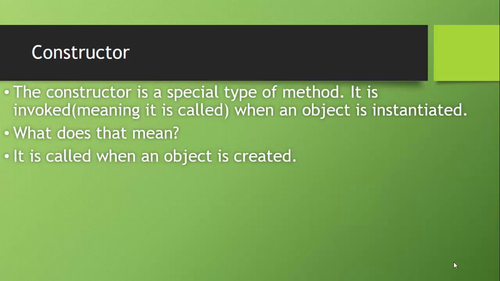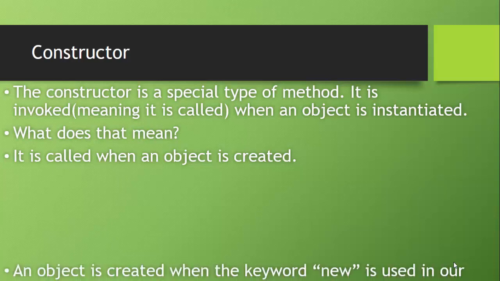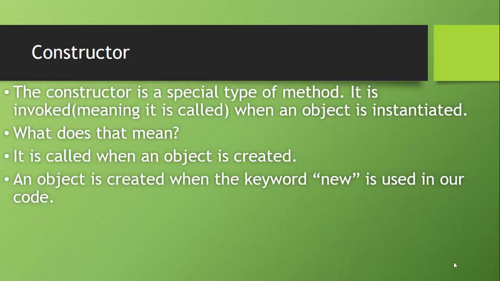And you may be saying, well, how in the world do I know when an object is created? Well, an object is created when the keyword new is used in our code. So when we create our first object momentarily, you will see when the constructor will be called.